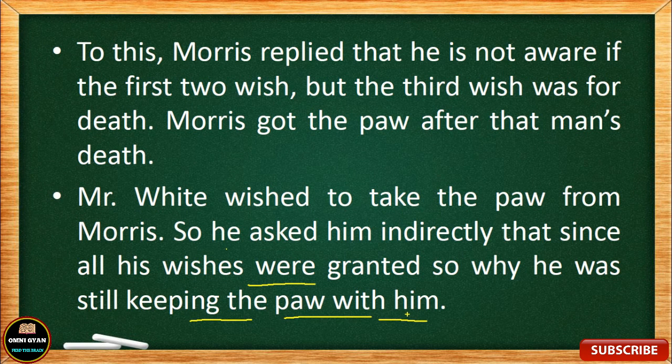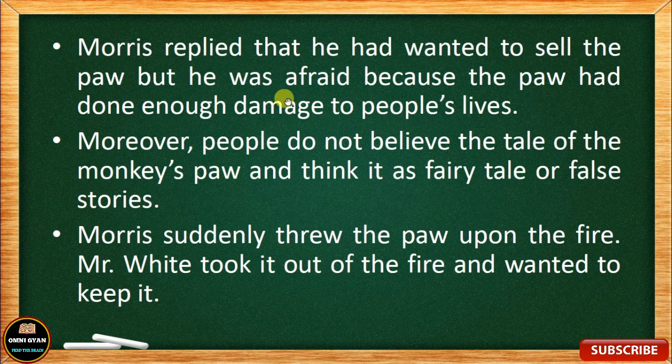मिस्टर वाइट आस्क्स वेरी क्लेवरली टू मॉरिस दैट मॉरिस, ऑल योर विशेस हैव बीन ग्रांटेड, नो, सो व्हाई आर यू स्टिल कीपिंग द पॉ विथ यू? गिव इट टू मी, आई विल टेक इट, आई कैन यूज इट, नो, माई फॉर माई सेल्फ ऑल्सो एंड फॉर माई फैमिली. नाउ मॉरिस रिप्लाइड दैट ही वांटेड टू सेल द पॉ. Okay, Morris replied that he wanted to sell the paw, but he was afraid because the paw had already done enough damage to people's lives.